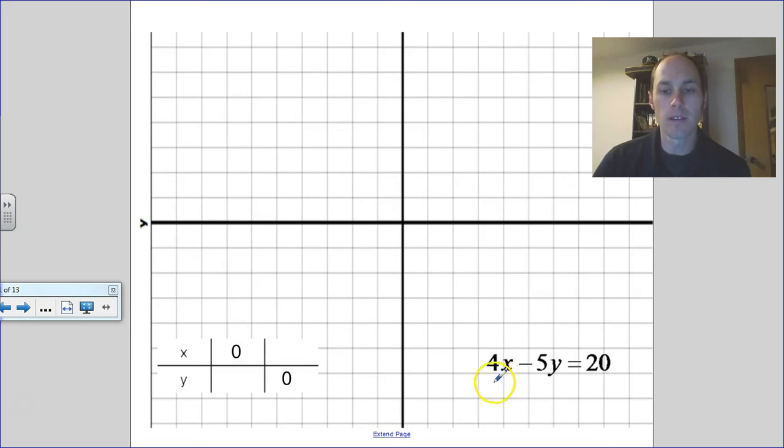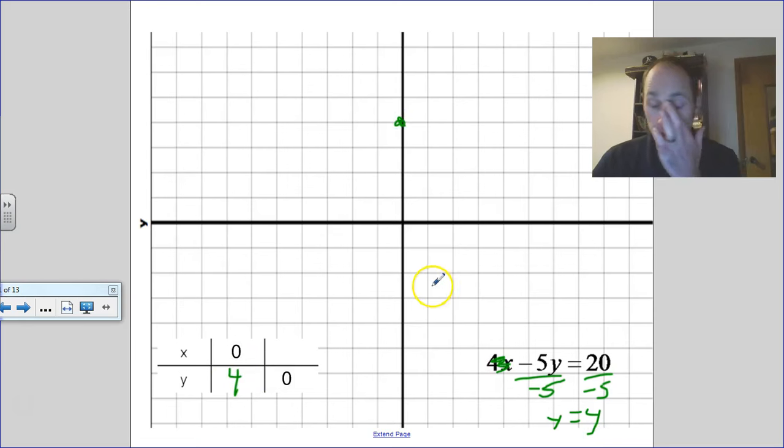Same thing here. If we want to find the y-intercept, x is 0. So negative 5y equals 20 divided by negative 5. Y would be 4. So our y-intercept is 0, 4.